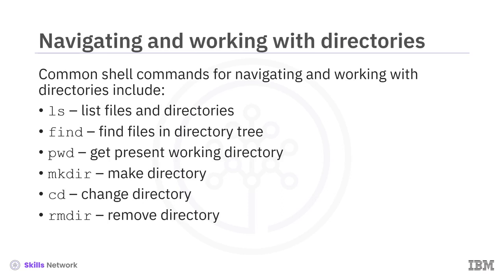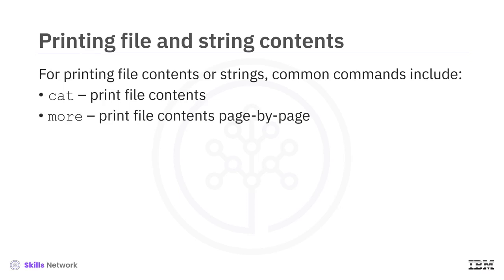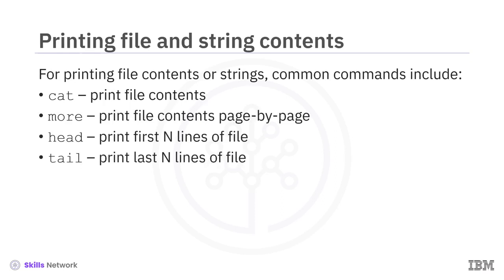For printing file contents or strings, common commands include cat, which prints the entire contents of a file; more, used to print file contents one page at a time; head, for printing just the first n lines of a file; tail, for printing the last n lines of a file; and the very common echo command, which echoes an input string by printing it. It can also echo the value of a variable.